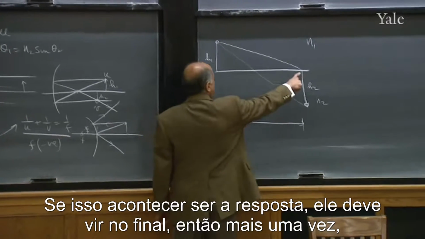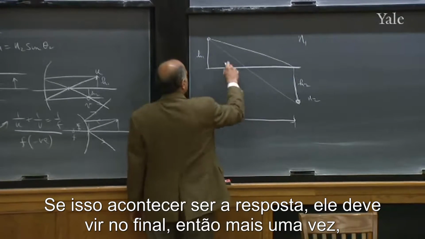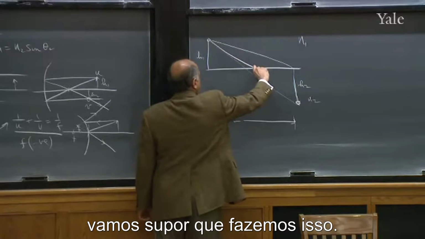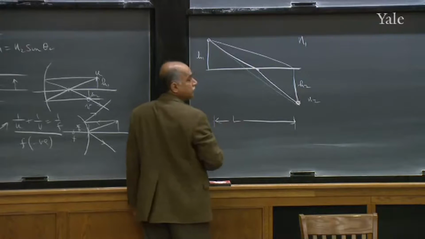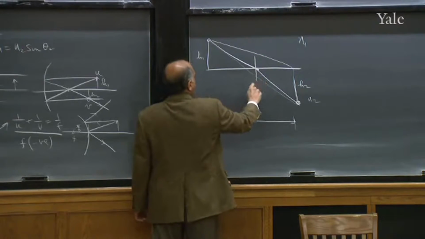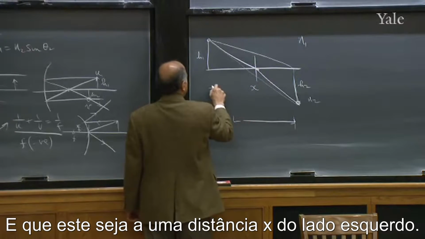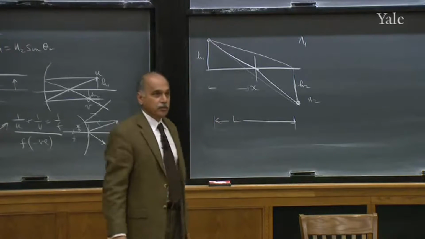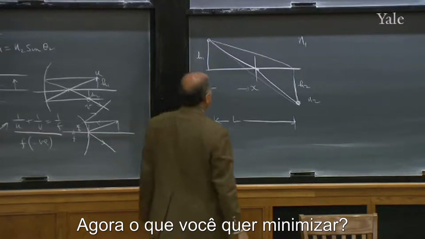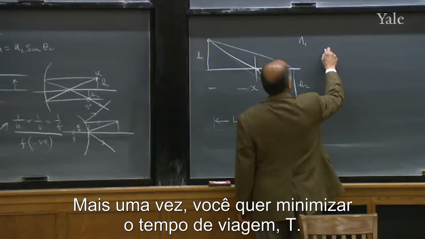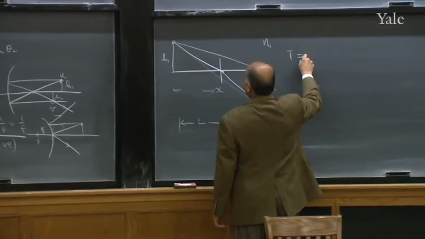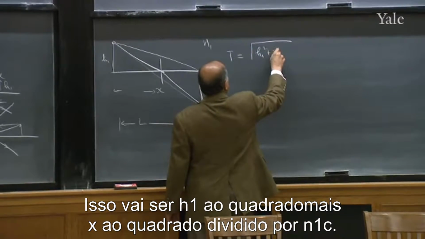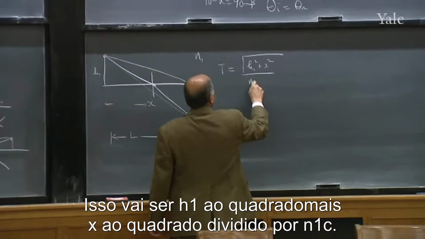If this happens to be the answer, it should turn out in the end. So once again, let's assume that we do that, and let this be at a distance x from the left. Now what do you want to minimize? Again, you want to minimize the travel time, t. That's going to be square root of h1 square plus x square divided by n1c.